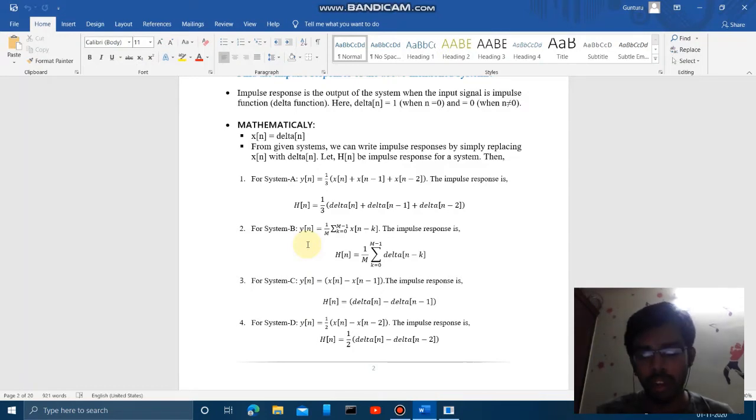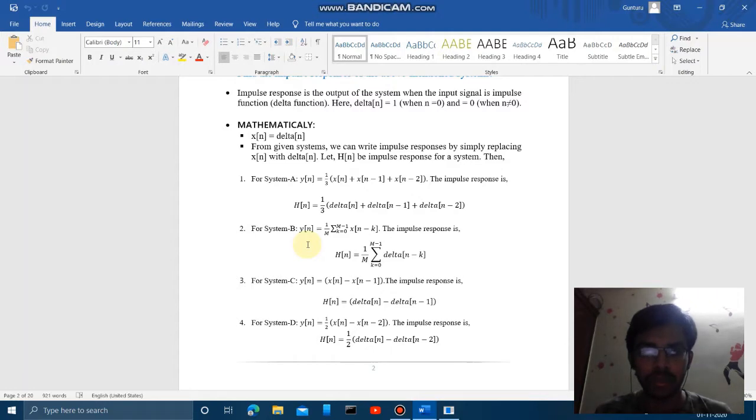The next system is y of n equals x of n minus x of n minus 1. Then the impulse response is h of n equals delta of n minus delta of n minus 1. That is, h of n equals 1 when n equals 0 and h of n equals minus 1 when n equals 1.